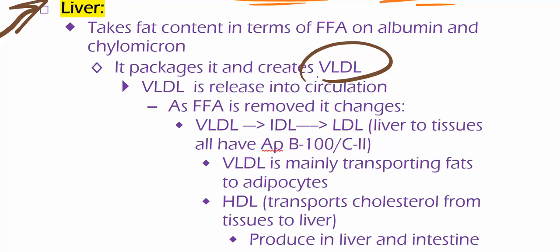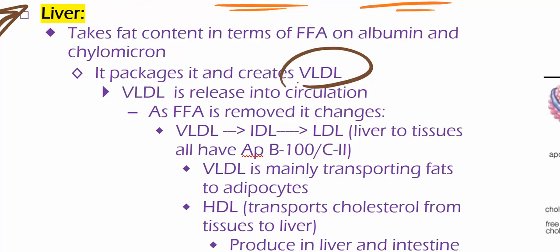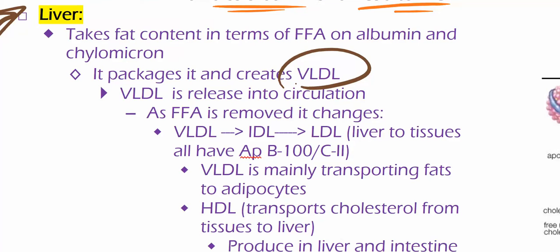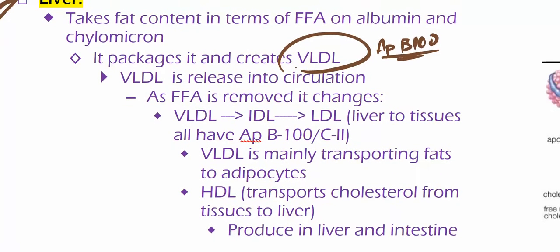Now, the liver produces this VLDL, and it uses apoprotein B100. Remember, what we saw in the intestine was apoprotein B48. The liver is going to be using apoprotein B100. So the VLDL is released into circulation, and eventually, as it moves throughout circulation, free fatty acids and cholesterol are going to be removed gradually. So we're going to go from VLDL to IDL to LDL.